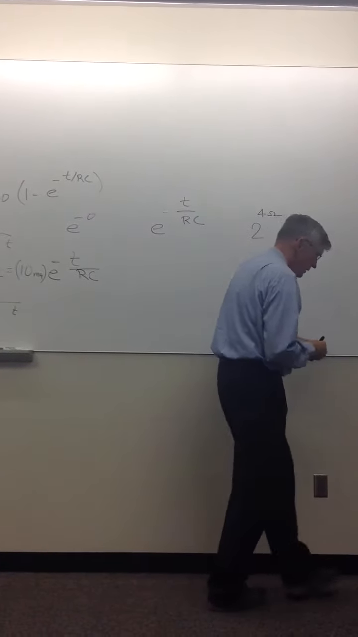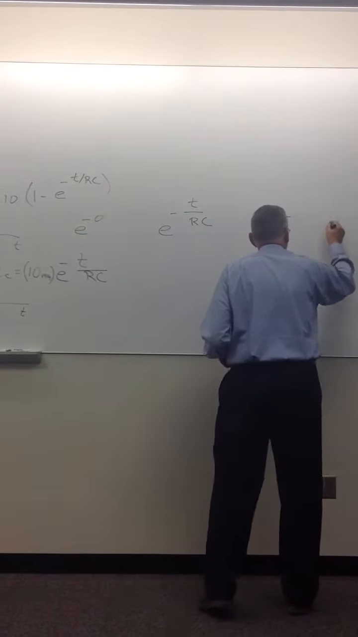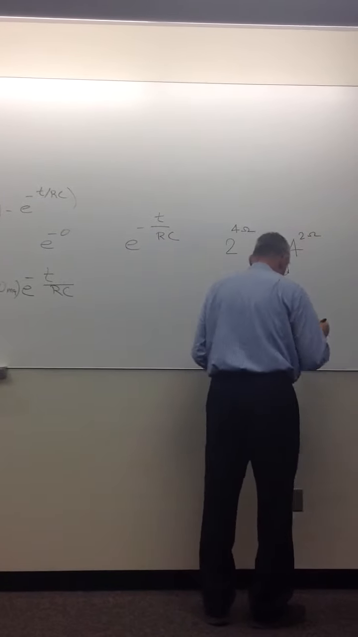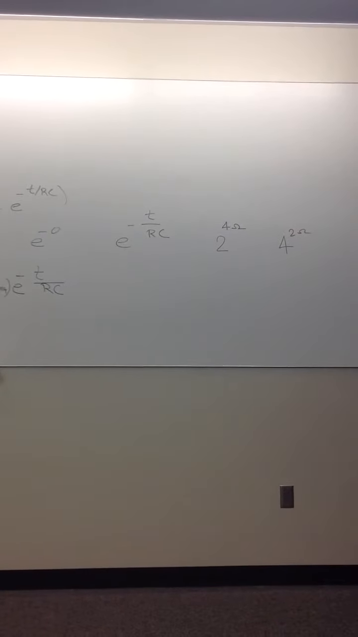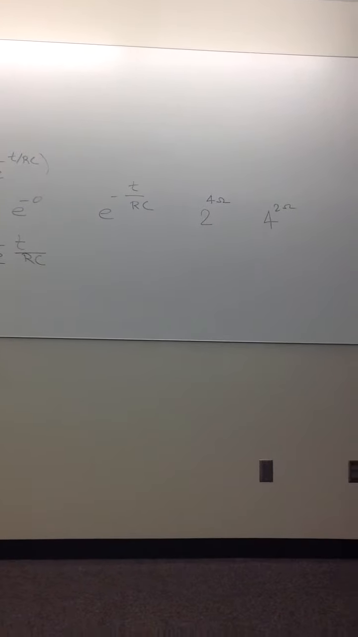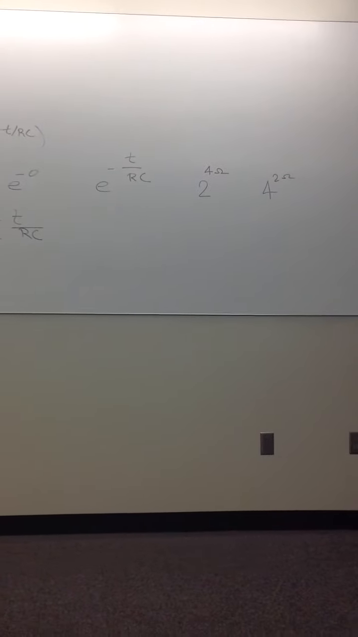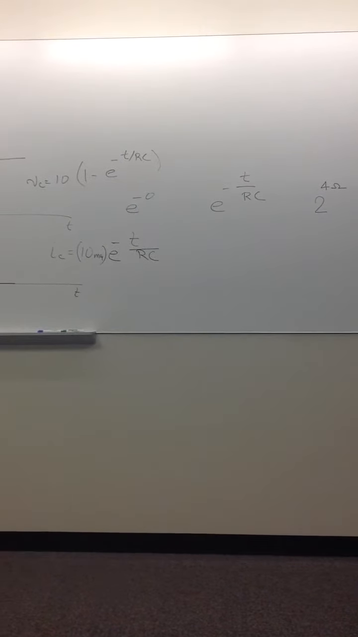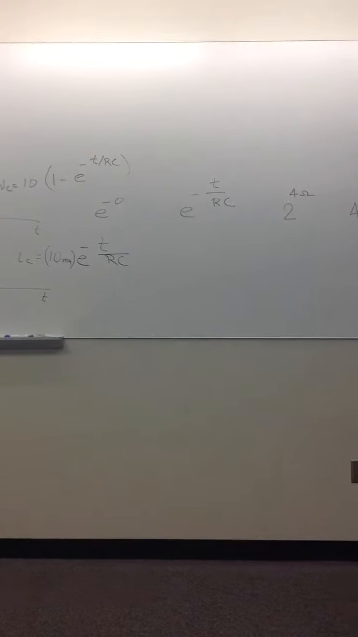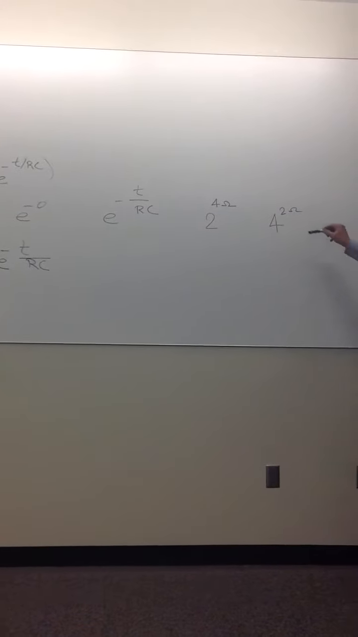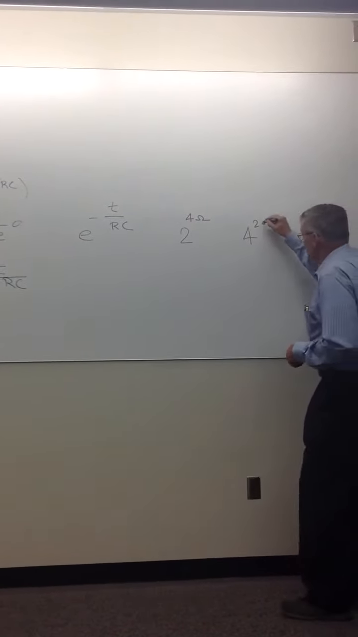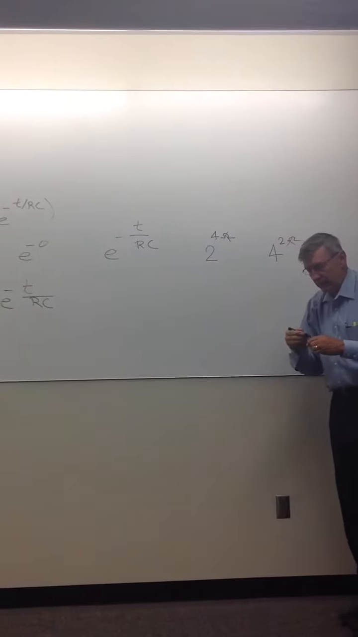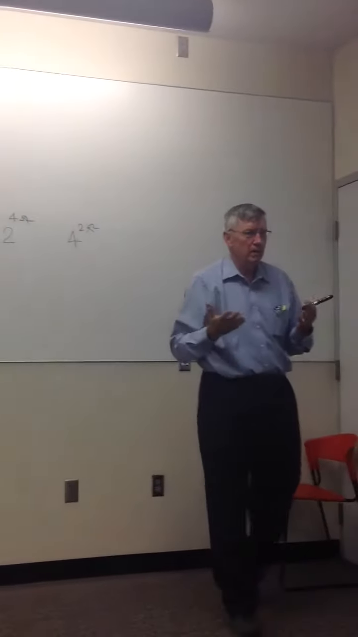We have to evaluate something like, let's go the other way, 4 to the power of 2 ohms. What's that going to evaluate to? Doesn't make sense, does it? Your exponent can't have dimensions. It has to be a real value, so this has to be dimensionless. You can't have ohms, you can't have amps, it's got to be dimensionless. It just has to be a number.